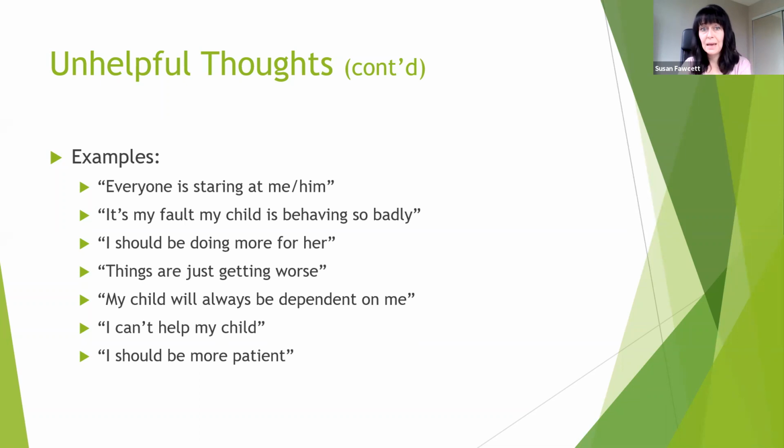My child will always be dependent on me. I can't help my child. I should be more patient. That's another really common one for sure. The thing is, some of these may even be true, but that doesn't mean that they're helpful, right? And a lot of them, though, are not entirely true. And they definitely all fall into that category of beating yourself up. And that doesn't influence your behavior as a parent in a good way.